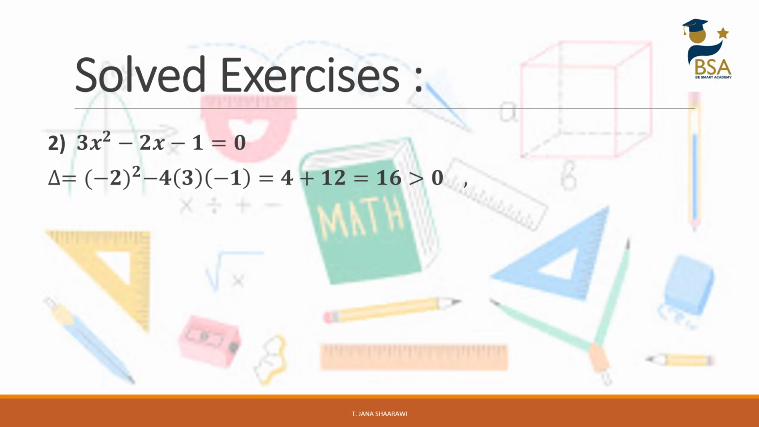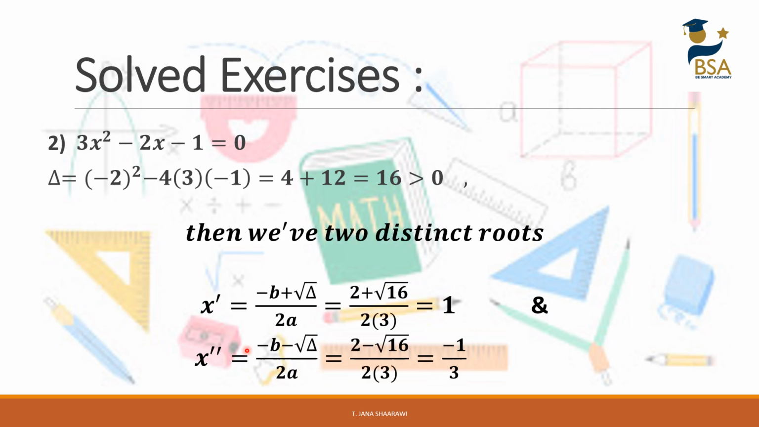Second example, 3x squared minus 2x minus 1 equal to 0. So here delta is b squared minus 4ac, which is 4 plus 12, which is 16. 16 is positive. It means that we have two distinct roots. X prime equal minus b plus radical delta over 2a, and minus b minus radical delta over 2a. So it's 2 plus radical 16 over 2 times 3, which is 1, and 2 minus radical 16 over 2 times 3, which is minus 1 over 3.